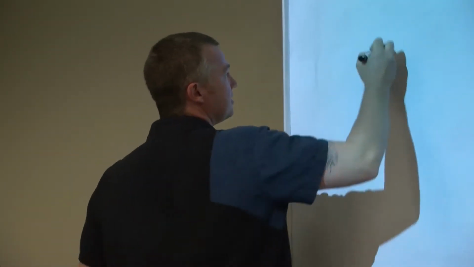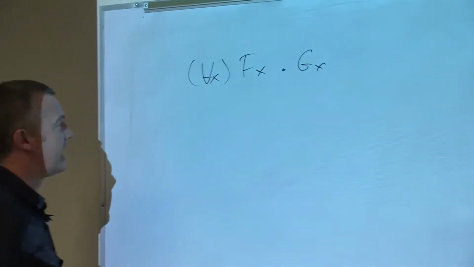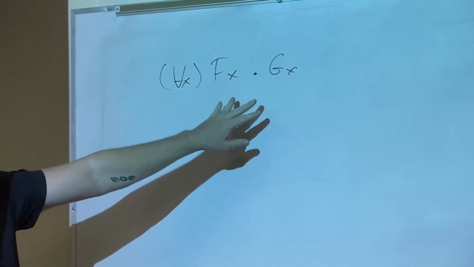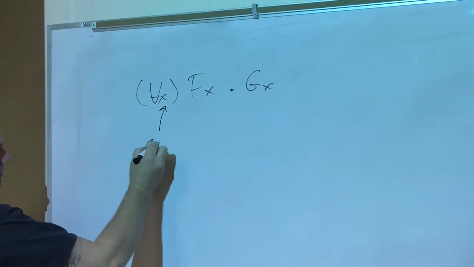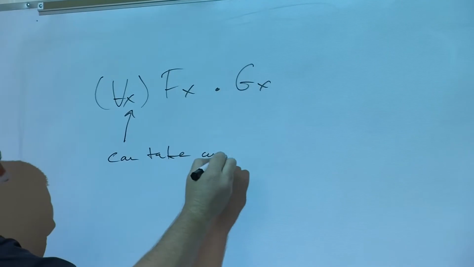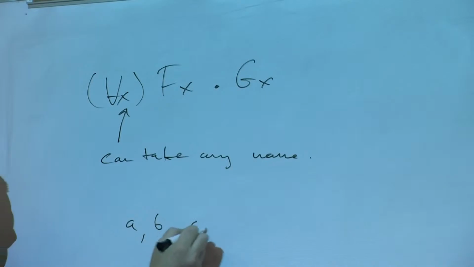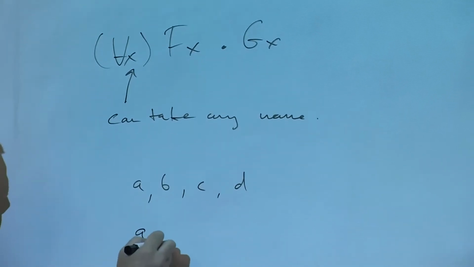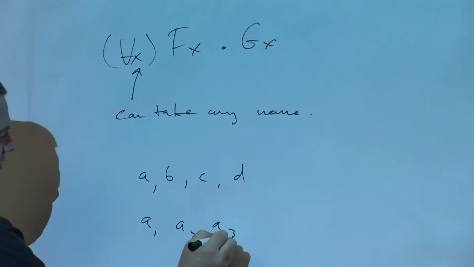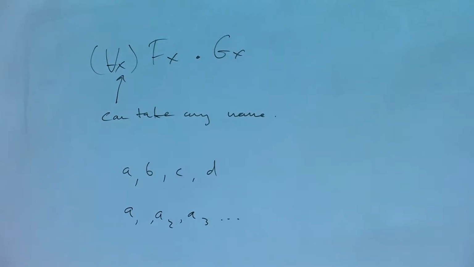Okay, so as we've seen, we're dealing with variables. And these variables, the x in this case, is standing for any name, can take any name. And the names we've been looking at are the lowercase letters at the beginning of the alphabet. And if we need more names, of course, we can introduce subscripts, A1, A2, A3, etc. Okay, so we won't run out of names.